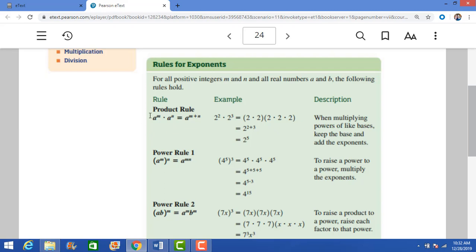So the product rule. The product rule says that if I have two exponentials with the same base, and I'm multiplying them, then I add the exponents. Okay, so again, they have to have the same base. So if you're multiplying exponentials of the same base, you always add the exponents. And you can see that this is true by looking at this example. Okay, and all you're using is the properties of multiplication.